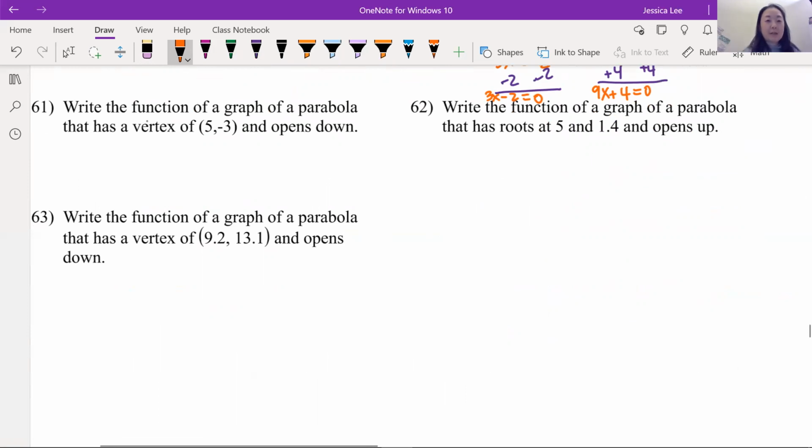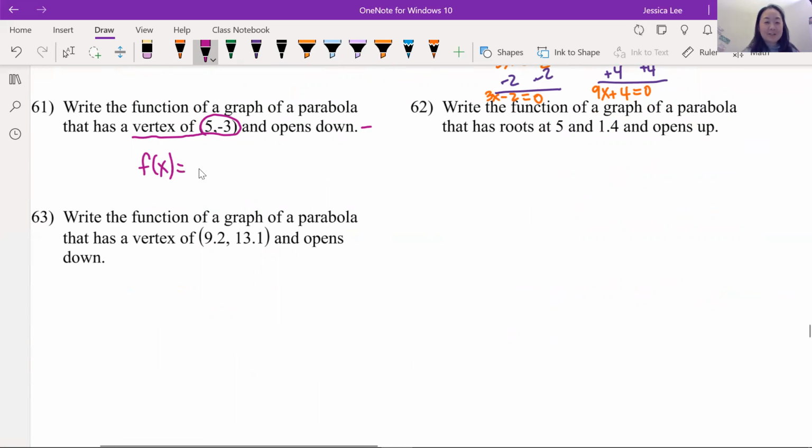So it says right here, find the function of a graph of a parabola that has a vertex. Ooh, vertex, this one right here. Vertex of 5, negative 3, and opens down, right? So we know what that means, negative, right? So that's going to be f of x is equal to, we'll pause. Did you do it first?